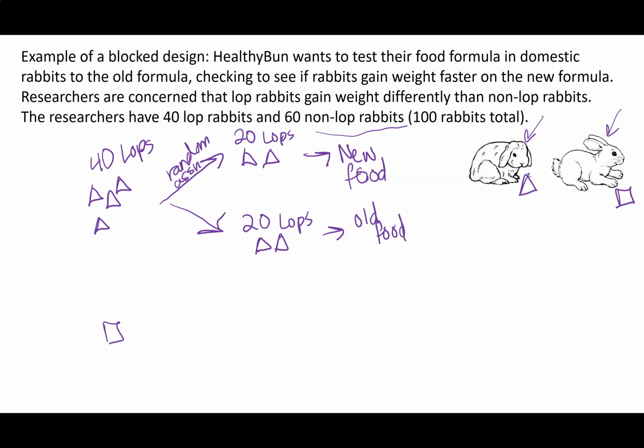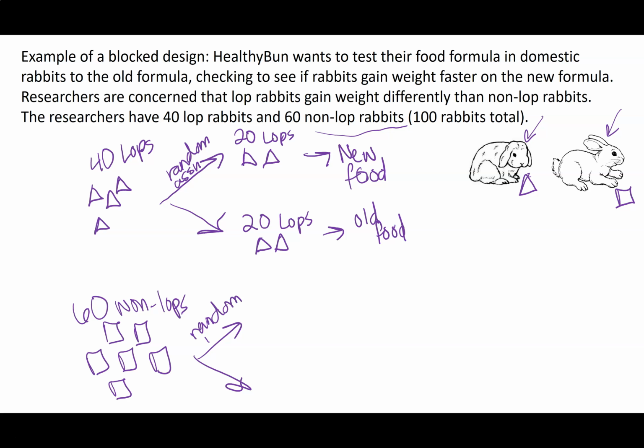Same here with the rabbits that aren't lops. So I have 60 non-lops. That's a weird way to put it. So I'm going to use random assignment again. And I'm going to put 30 rabbits into the new food group. And I'm going to put 30 into the old food.